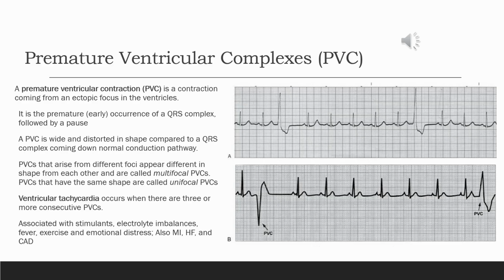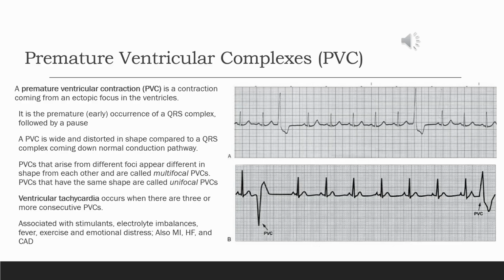But if you look at that lower strip, the one on the bottom, there's 2 PVCs, one toward the beginning of the strip and one toward the end of the strip, and they look different. These are what we call multifocal PVCs, and that's because these 2 PVCs are arising from different areas in the ventricles, so they're going to have a different shape. Whenever there's 3 or more consecutive PVCs that run together, then these PVCs can become a lethal dysrhythmia, which is known as ventricular tachycardia, and I'll talk a little bit more about that on the next slide.